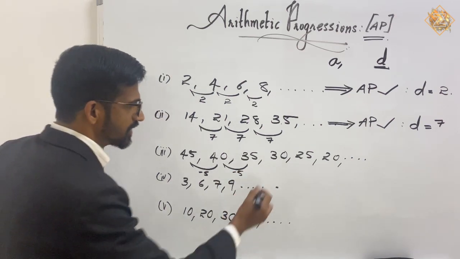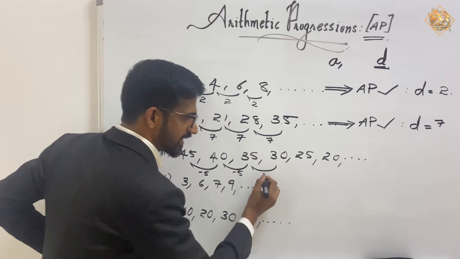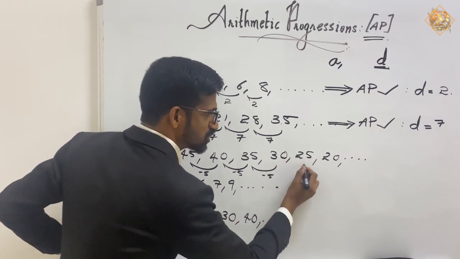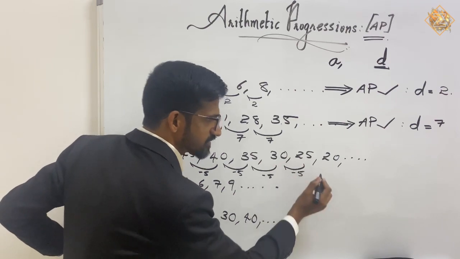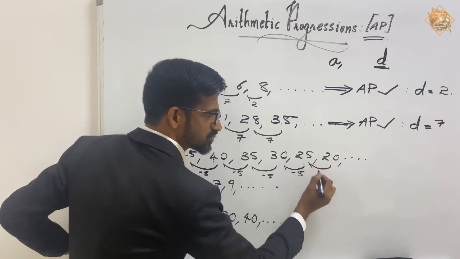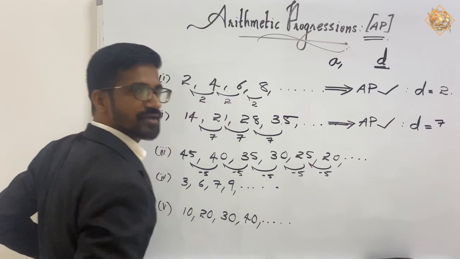Okay, now 30 minus 35, again minus 5. 25 minus 30. What is 25 minus 30? Again, that is minus 5. 20 minus 25. Again, it is minus 5.